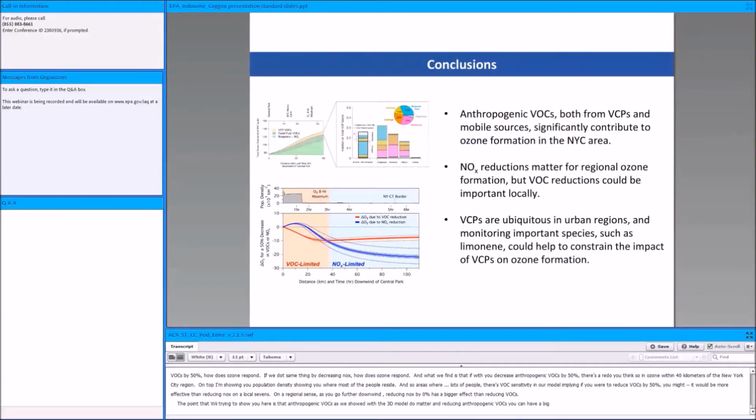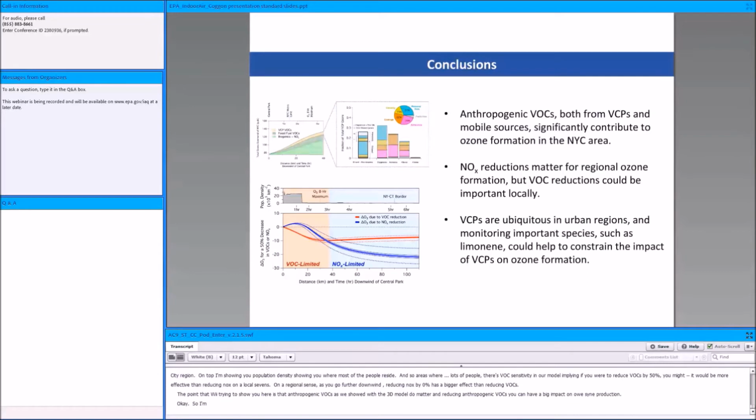Okay, so I'm going to conclude with some of the key points here: anthropogenic VOCs, both from VCPs and mobile sources, significantly contribute to ozone formation in the New York City area. This is something that's not really considered. It is not typically thought to be an effective control strategy. Typically, NOx reduction is considered, but our results show that you can do a fairly good job by also potentially reducing anthropogenic VOCs. NOx reductions matter for regional ozone formation, but again, VOC reductions could be important.